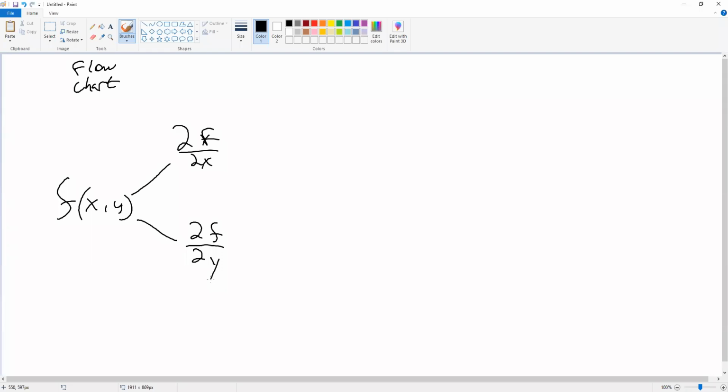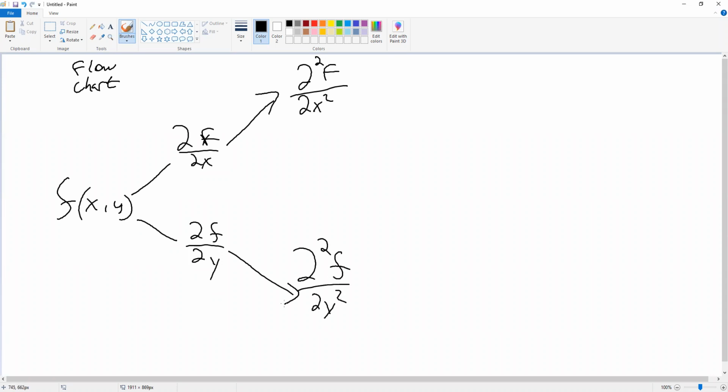Now, what can I do? I can take the second partial with respect to x again, right? I can say second partial with respect to x. Same way I can take the second partial with respect to y again, right? But do I need to do that? No, because I can take the second partial with respect to y if I wanted to. This is where it becomes a little shaky.